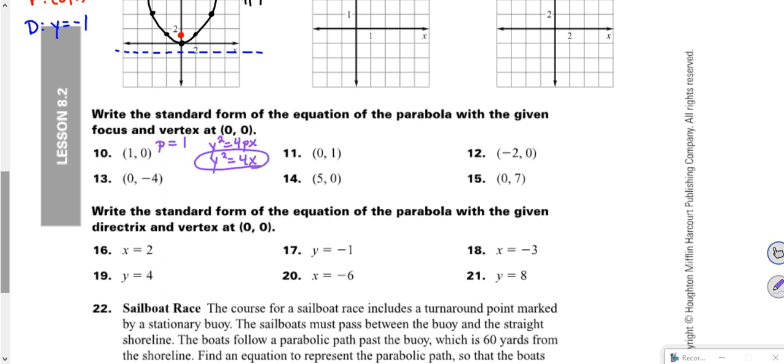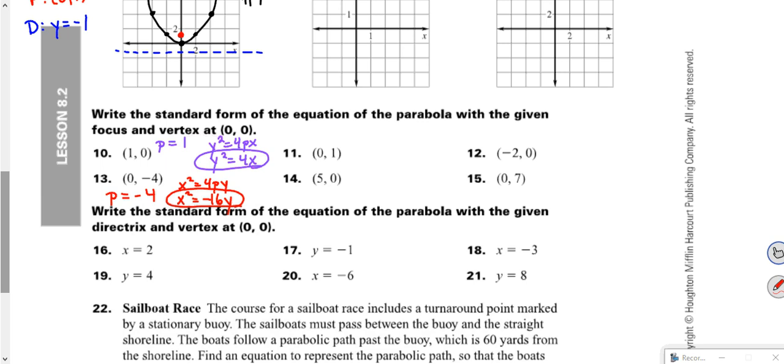Now number 13. This tells me that my p is -4. But think about where your focus is. Your focus is on the y-axis, down 4. So for it to be in the center of a parabola, that parabola has to open down. That's an x squared. So this is x squared equals 4py, or in this case, x squared equals -16y, because I plugged in -4 for p.